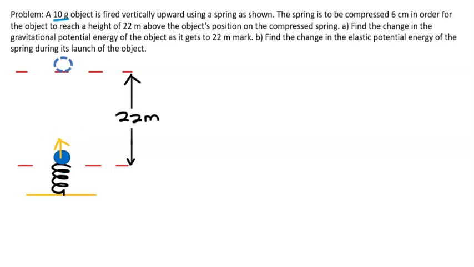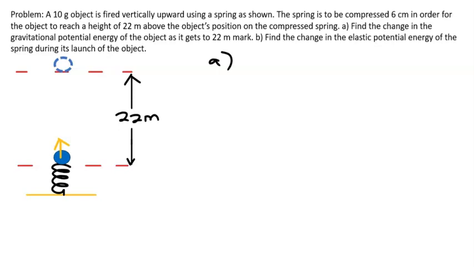The spring is to be compressed 6 cm in order for the object to reach a height of 22 meters. So that's the height above the object's position on the compressed spring. Part A, find the change in the gravitational potential energy of the object as it gets to this 22 meter mark. So that's right there. Part B, find the change in elastic potential energy of the spring during its launch of the object. So let's do part A.